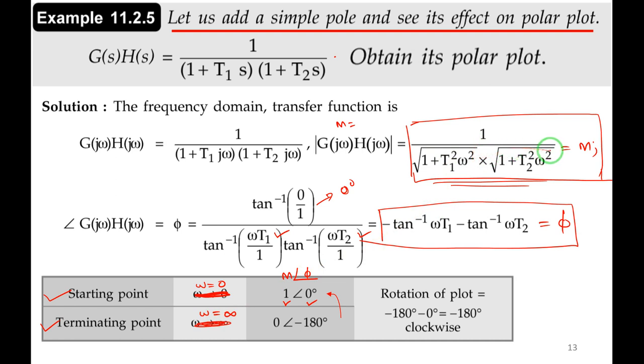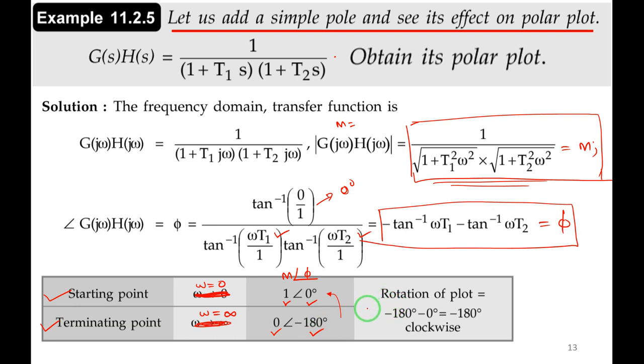Anything divided by infinity will be 0. So magnitude is 0. Next, substitute omega equal to infinity in the phase equation. So tan inverse of infinity is 90 degrees. Minus 90 minus 90, minus 180. Right? This is minus 90 minus of 90. So minus 180 degrees. I hope, if any doubts, please ask how to calculate magnitude and phase.